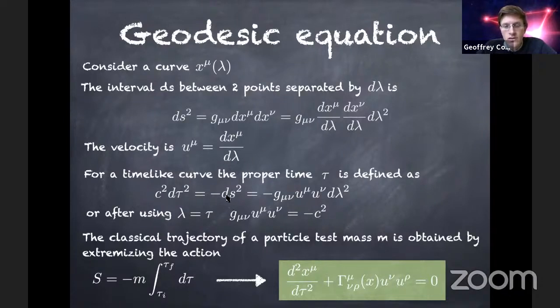It's time-like for a time-like geodesic. There's a minus sign to define the proper time here, so this is a length squared. So you put the velocity of light times time. So this is the line element. So if you use the proper time, the velocity is normalized canonically to minus c squared. So the classical trajectory is obtained by extremizing the action, which is this action. And you probably saw in your GR class that if you extremize that action, you obtain the geodesic equation.